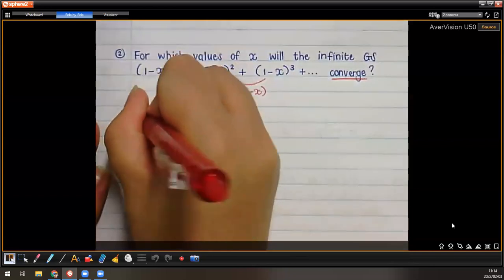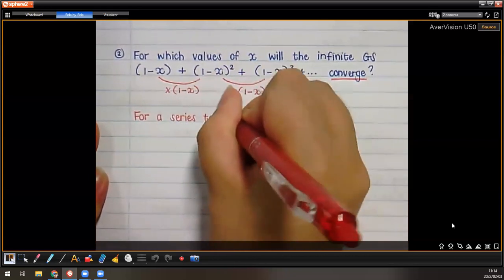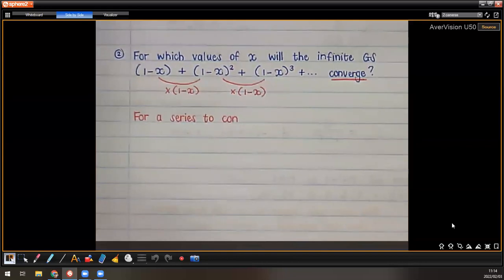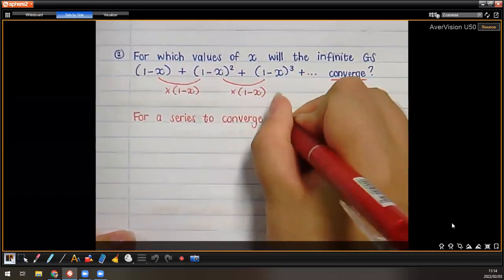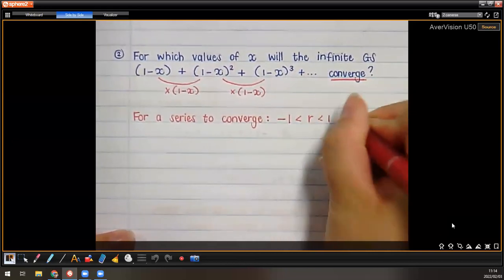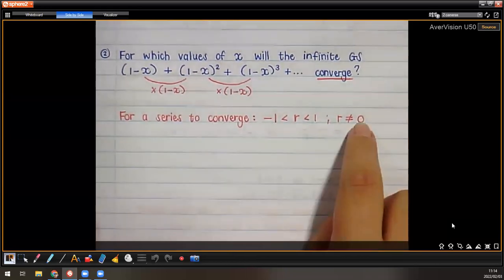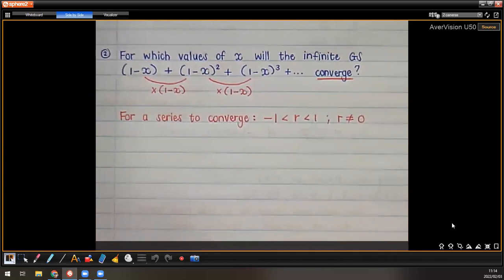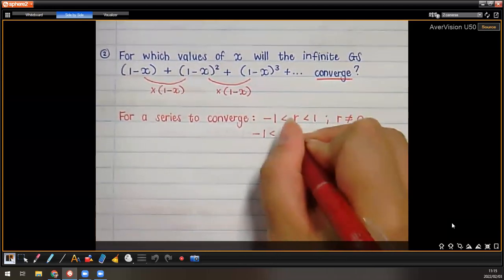So I'm just going to write, for a series to converge. And converge means for the numbers to get smaller and smaller. The ratio has to be a fraction. So for a series to converge, the ratio has to be between -1 and 1, but also not equal to 0. Because remember, if the ratio is 0, the values aren't going to get smaller and smaller, they're just all going to be 0. So we found the ratio. We know that the ratio for this series is 1 minus x.